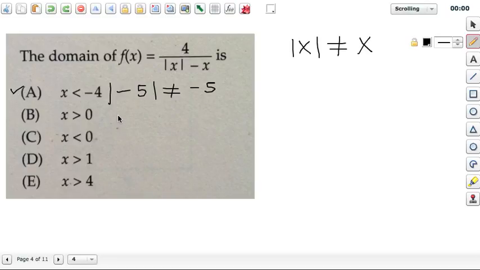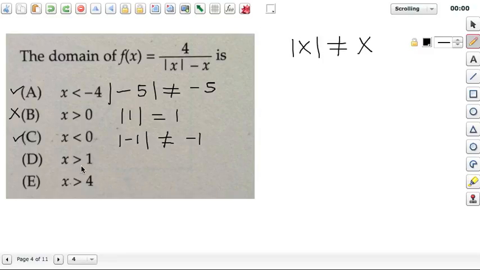Or what about something greater than 0? How about 1? Absolute value of 1 is indeed equal to 1, so we reject B. What about something less than 0? For example, negative 1. So is absolute value of negative 1 equal to negative 1? And it's not. So we have two possibilities so far.